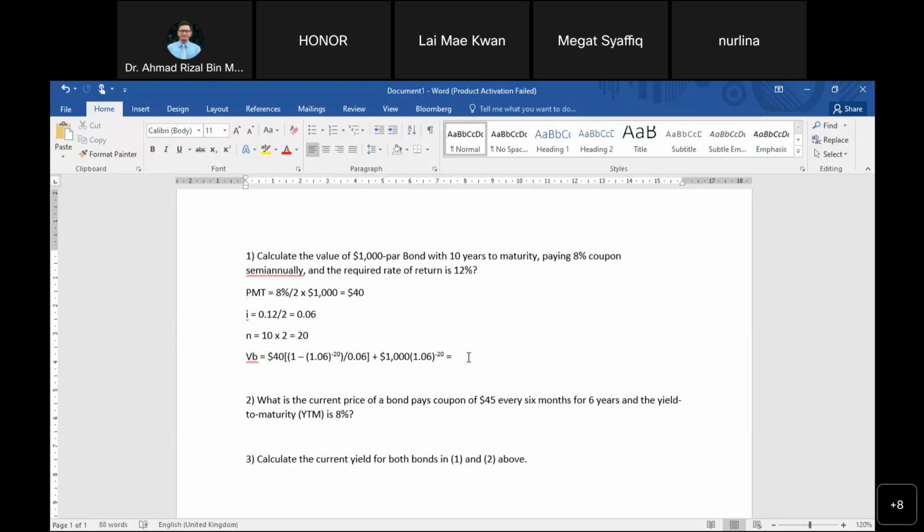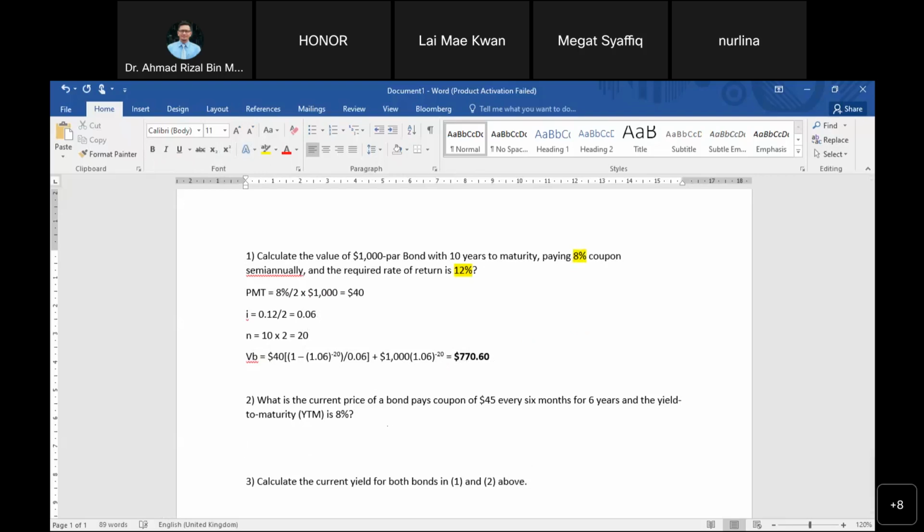So 40 plus 1,000 times 1.06 to the power of negative 20. Okay, so it's 770.60. Now, first and foremost, after getting the answer, you check, okay, this is lower than par. So this is a discount bond. And you just check by comparing the coupon rate, which is 8%, versus the yield to maturity or the interest rate, which is 12%. So definitely this is a discount bond.